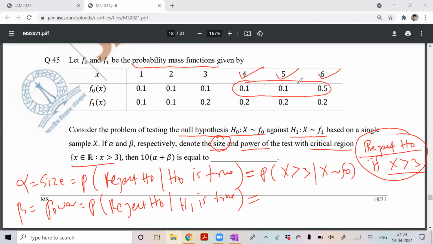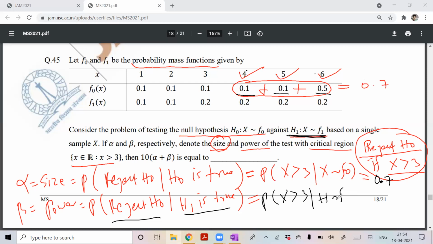You sum it, so you will get 0.3. So the answer for alpha is 0.3 because X is more than 3, so X is 4, 5, 6. At 4, 5, 6 the probability is 0.1, 0.1, 0.1. You have to add at 4, 5 and 6. Okay, same here. Probability of rejecting H0 means X is more than 3 given H1 is true. So H1 is true means X has distribution according to F1. So now X more than 3, again X can take values 4, 5, 6.